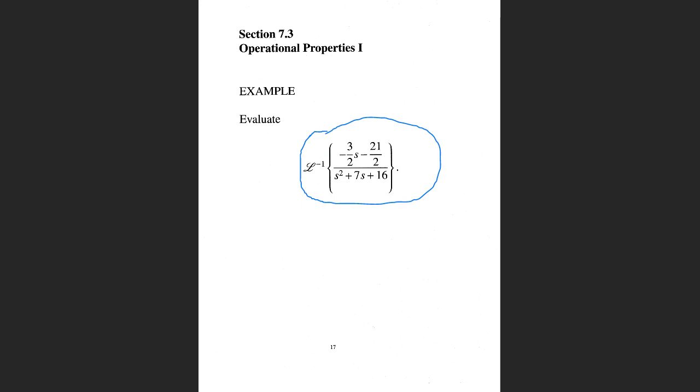in helping us find new kinds of Laplace, inverse Laplace transforms. So let me give you a moment to copy down this.